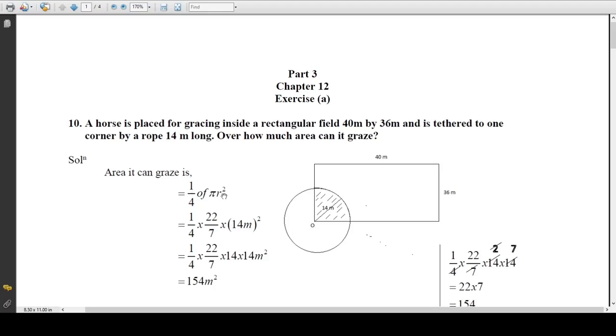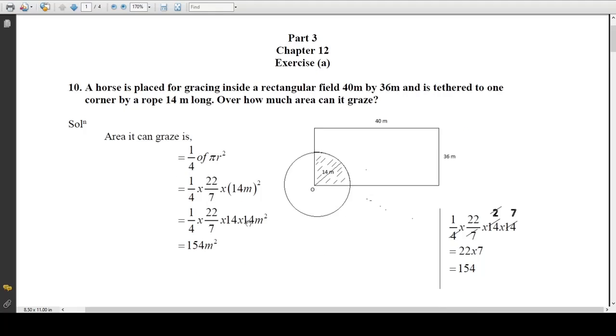Area of circle is pi r square. And what is r? r is the radius of the circle, which is 14 meter. Therefore, substituting the value of r here, we will have 1/4 multiplied by pi, which is 22/7, and radius is 14 meter. Therefore, the square of 14 meter you can write as 14 multiply 14 meter square.